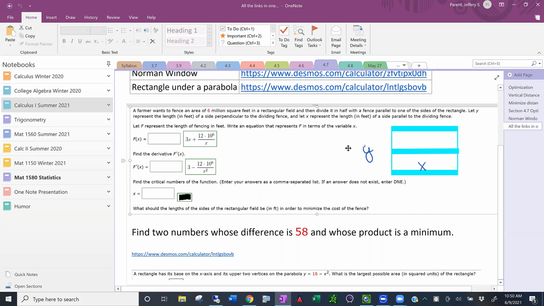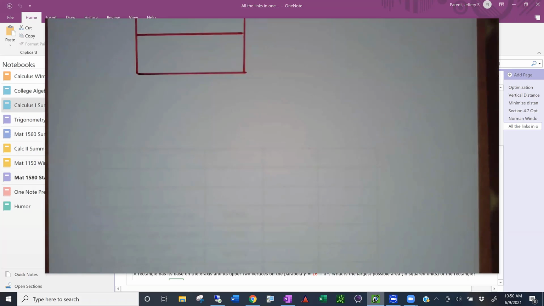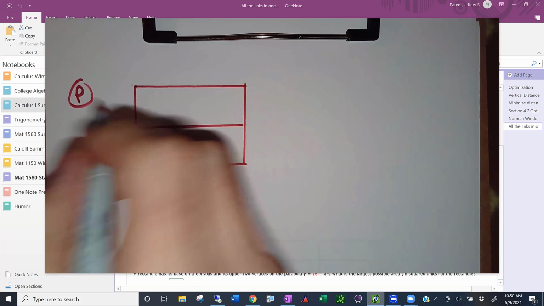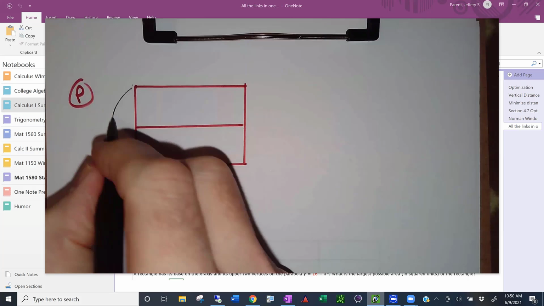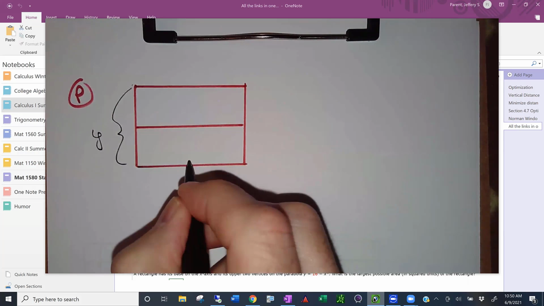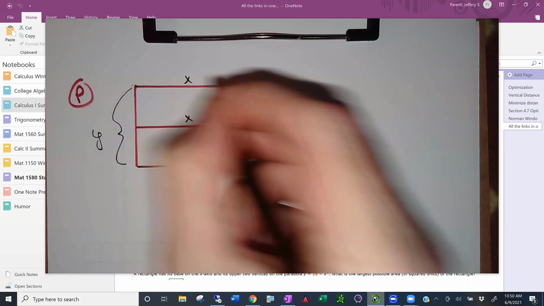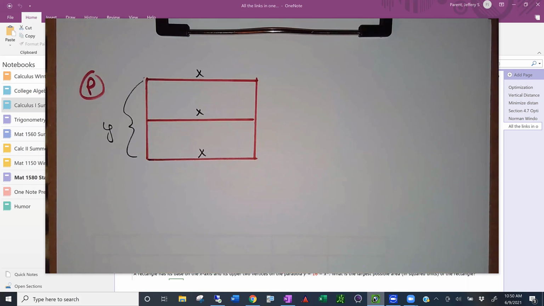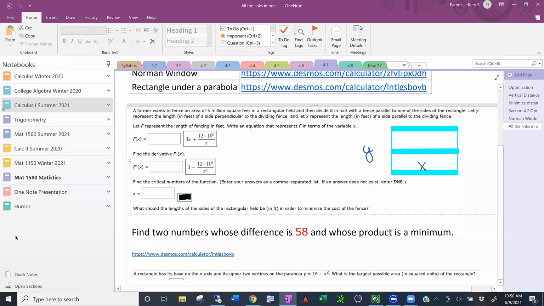All right, so no more regarding the picture. Let me just give my own rendering here. So this total distance is y. And then I've got x, x, x. So what I want to do is create this fence in such a way that it minimizes the amount of fencing that I need, while still giving me the area that I require.